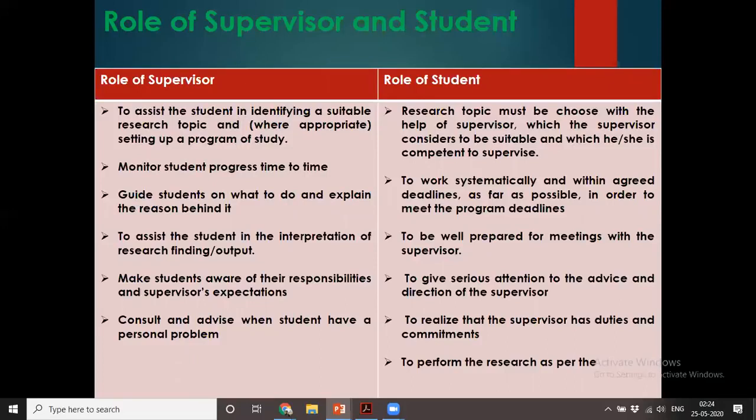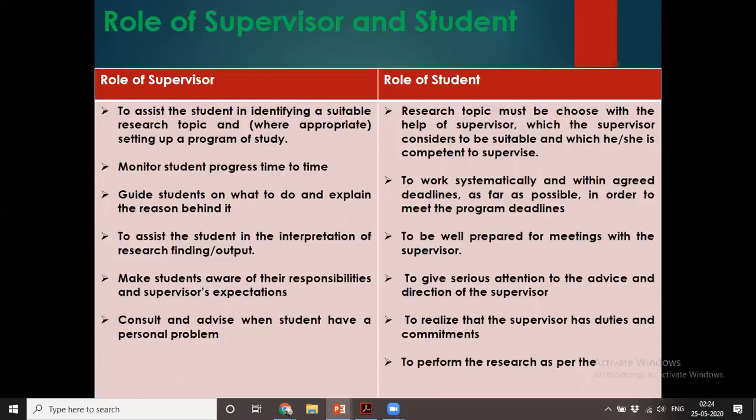That's why in this particular slide I have mentioned what will be the role of the supervisor. At the same time, I have mentioned some points on what will be the role of your student. Now we'll discuss the role of the supervisor. He must assist the student in identifying a suitable research topic.